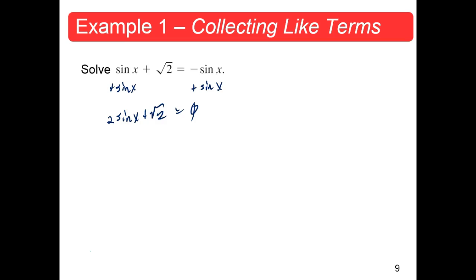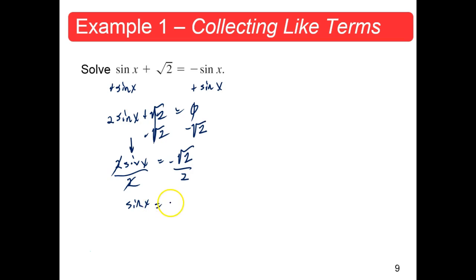Get your numbers on the other side. So we'll subtract the root 2 from both sides. That will give me 2 sine x, these add to 0, is equal to minus root 2. Now what? Trying to isolate the sine x, so we're going to divide by 2. That wipes out the 2's here, and that gives me sine x is equal to negative the square root of 2 over 2.